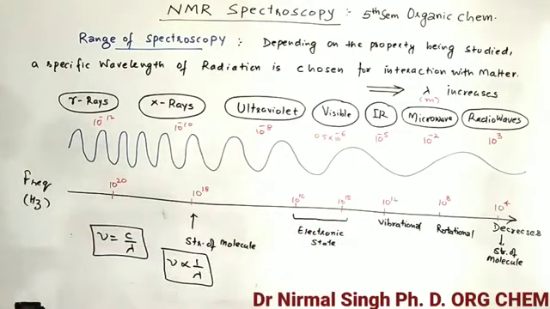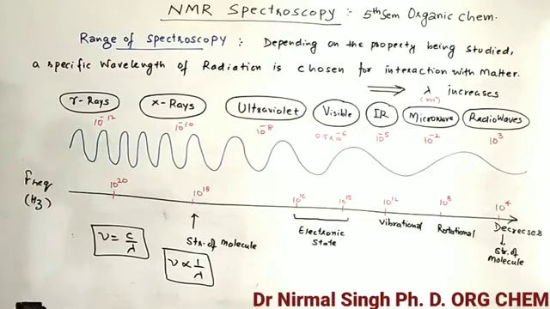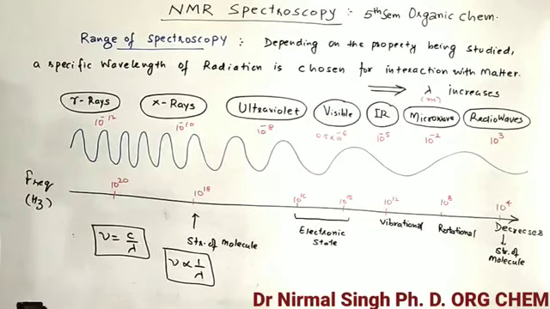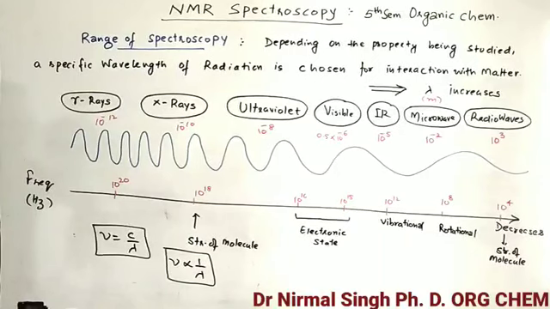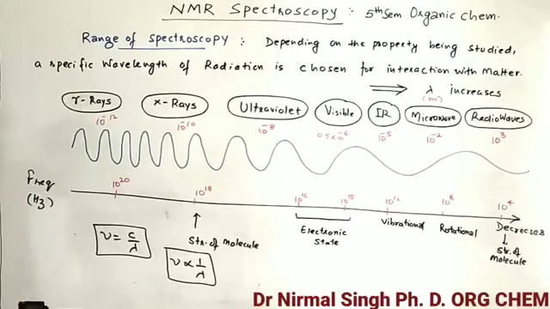Now, which property of the matter we want to study depends upon the wavelength. We must choose the proper wavelength to study the particular property of the organic compound. Because organic matter, when we strike a light on it, responds differently. Different wavelengths of light are used to find out different properties of that matter.